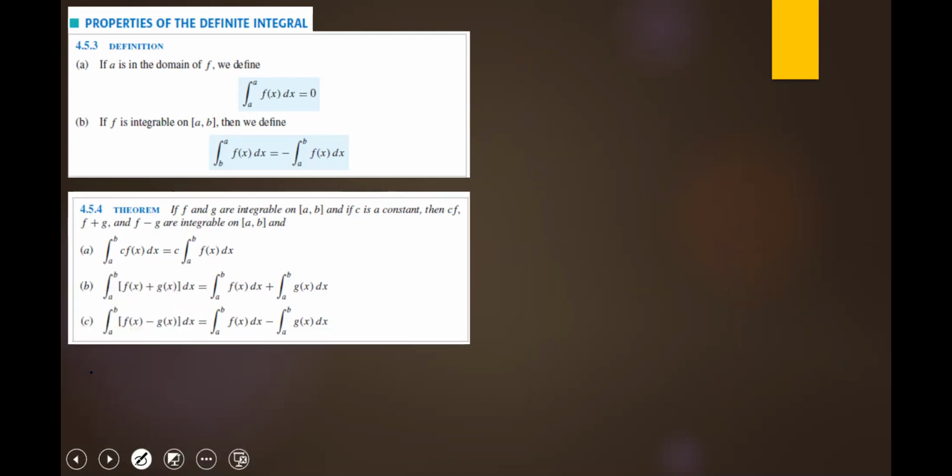Okay, let's do another property now. If f and g are integrable on AB and c is a constant, then c times f, f plus g, and f minus g are integrable on AB. Let's start with the first one. If you have a constant times any function f of x integrated from a to b, you have to put the constant outside the integral, as we did in the previous lesson, and then find the integral from a to b of f of x. So if you have a constant multiplied by an integrable function, just drop out the constant and then find the integration.